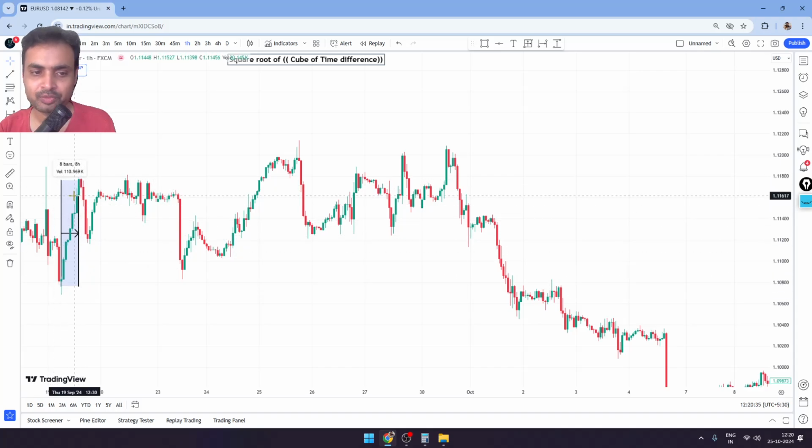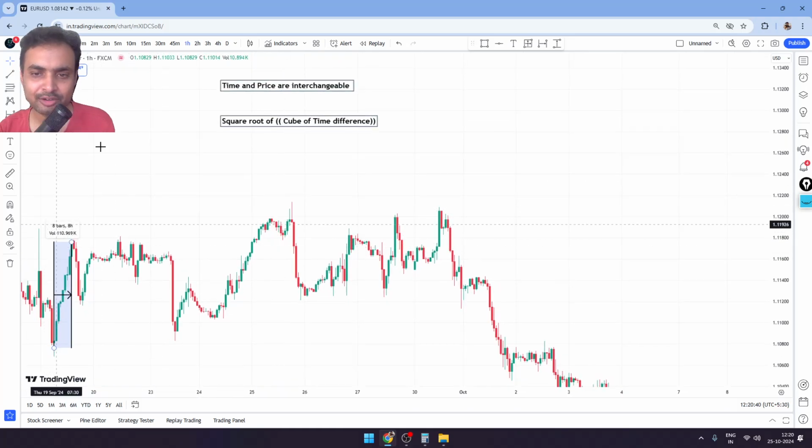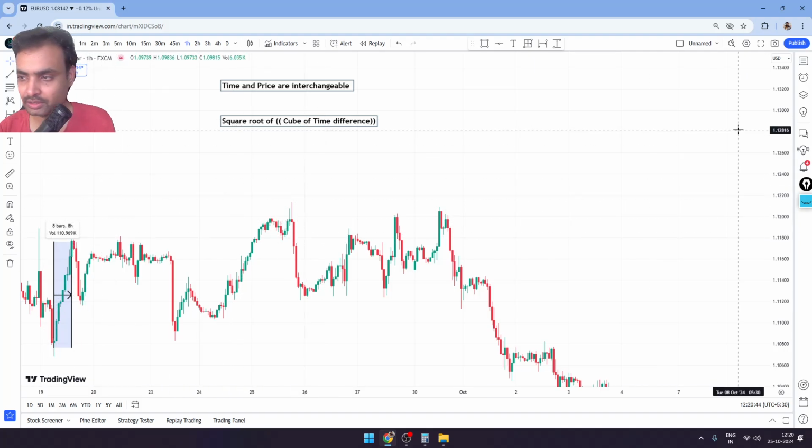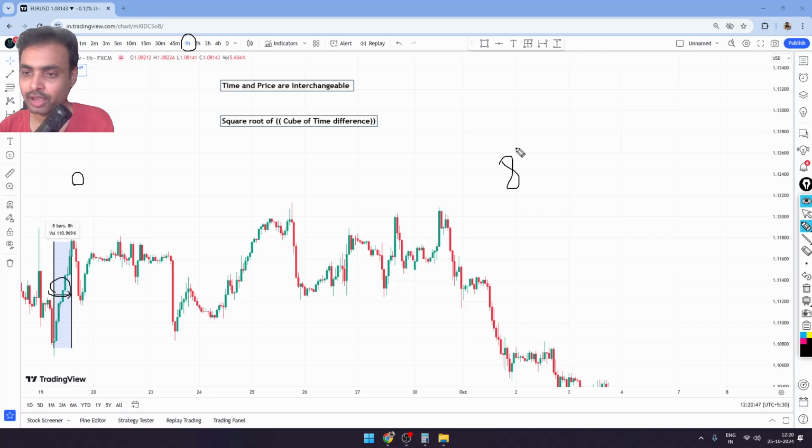Okay, now I need to apply this. I have found the time difference. I need to apply this into the formula. I need to find the cube of 8. So 8 cube I need to find, which is nothing but 8 into 8 into 8.